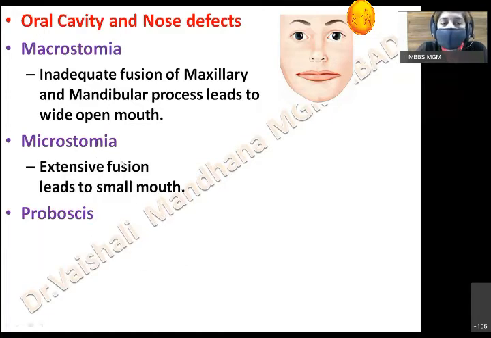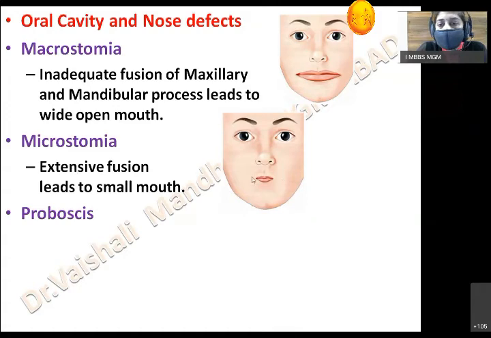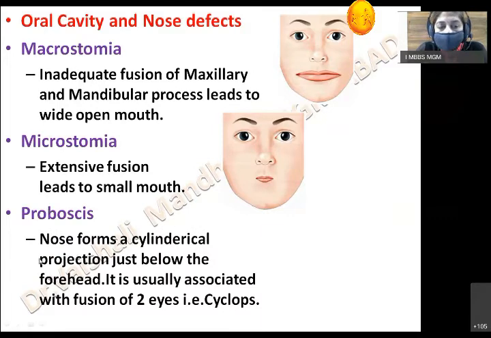Excessive fusion of the maxillary and the mandibular process will lead to a very small mouth that is called microstomia. See, the oral fissure is very small. So that is micro. Micro means small. So microstomia is there. And one interesting anomaly is there.